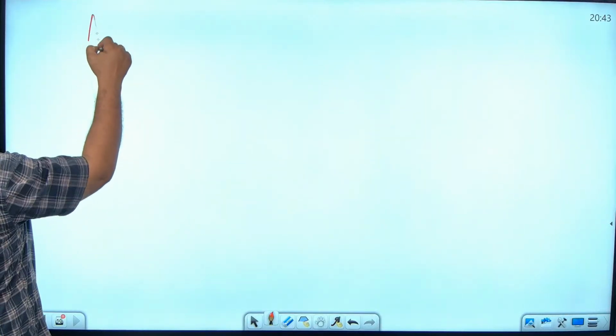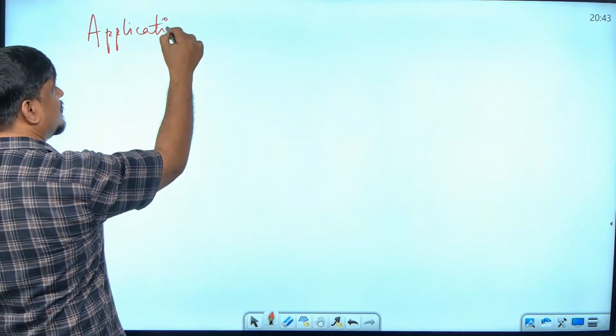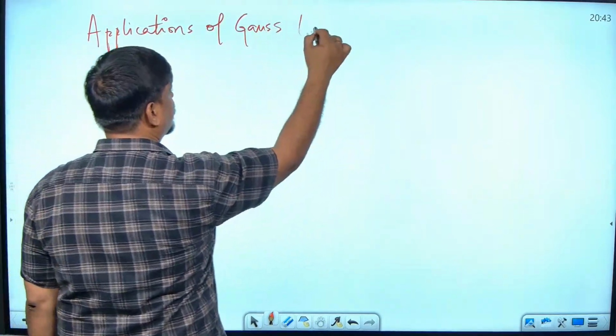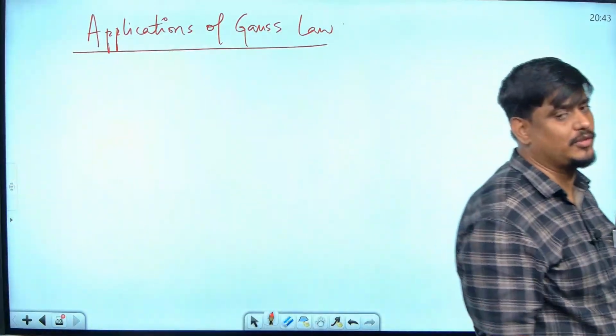So, I am going to talk about the application of Gauss law. Literally the last topic of this chapter. Gauss law's last part, application of Gauss law.